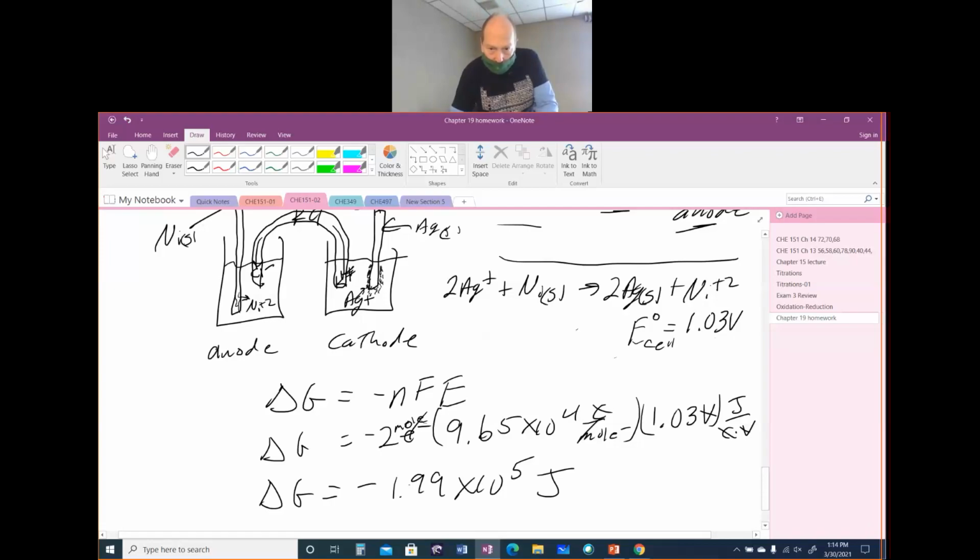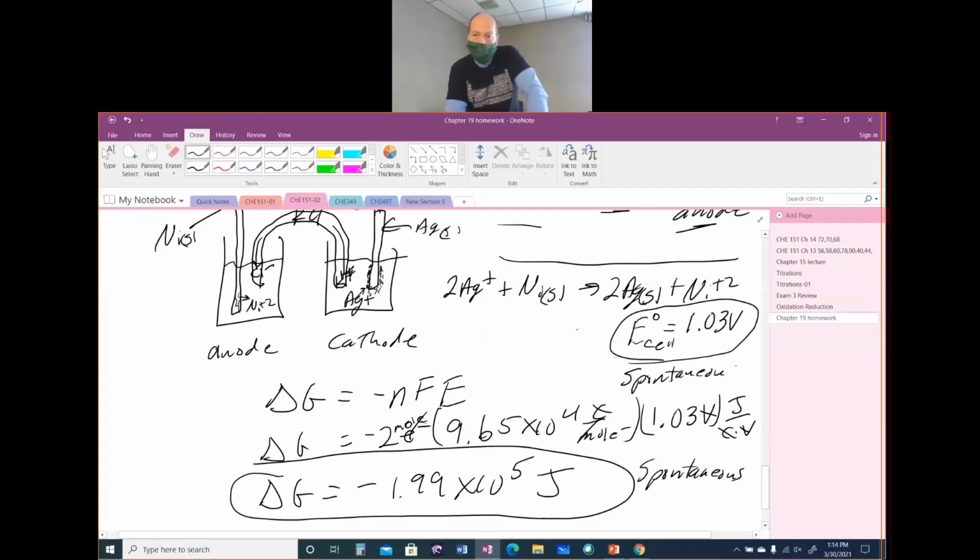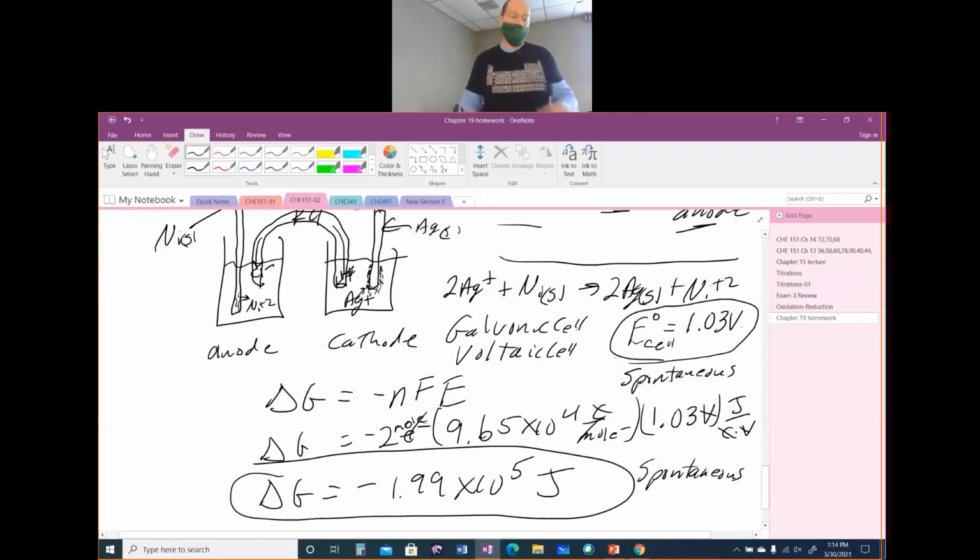All right, and so we know negative delta G, that is spontaneous. All right, and so anytime you have a positive E value, we now know that that is going to always be spontaneous. We also know that a spontaneous cell is called a galvanic cell, also called a voltaic cell. All right, so that means that your E cell is positive. That means that it is a spontaneous reaction.